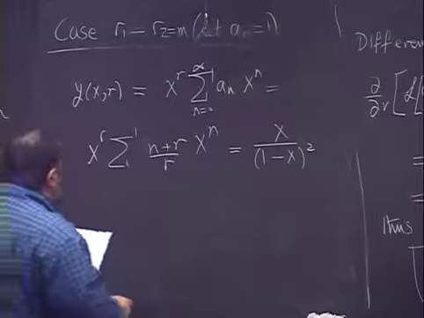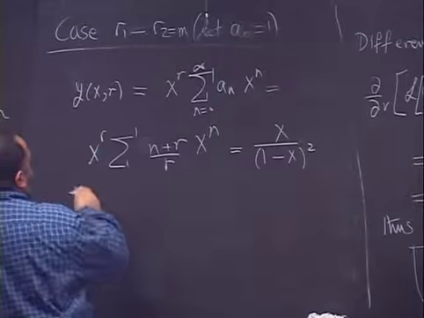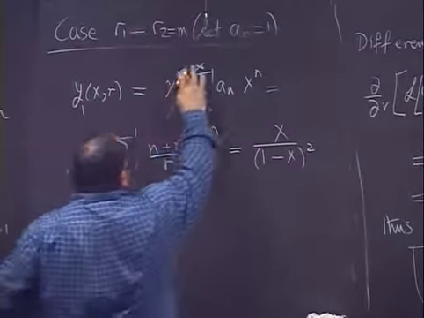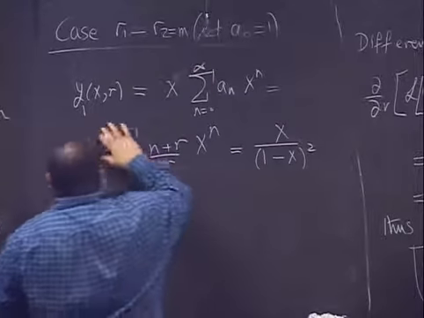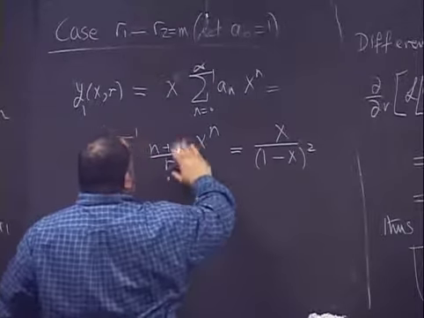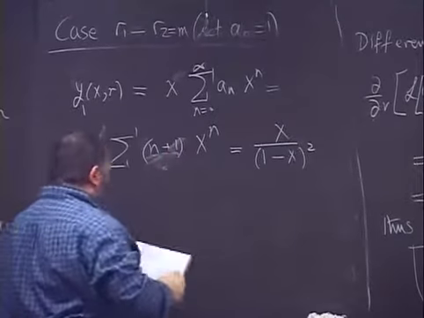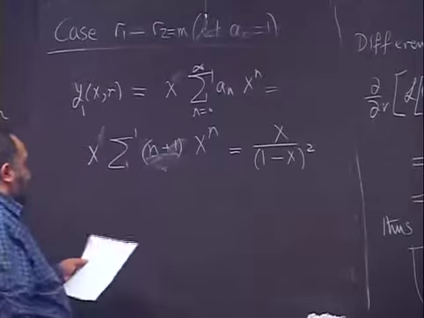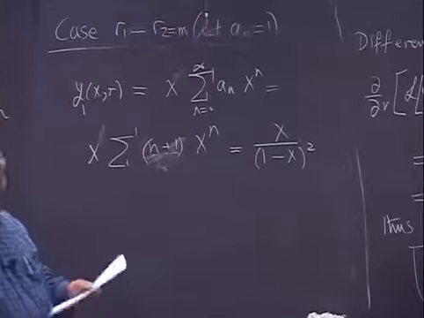And r equal to what, guys? For y1, this will be x to the power of what? 1, and this will be x to the power of 1, and this will be the summation of (n plus 1) x to the power of n multiplied by x. So this is for the first solution.